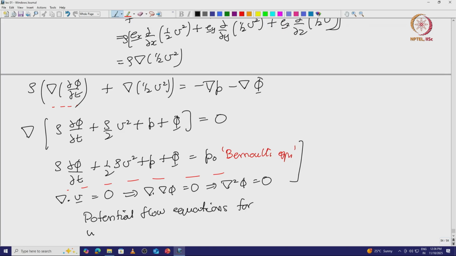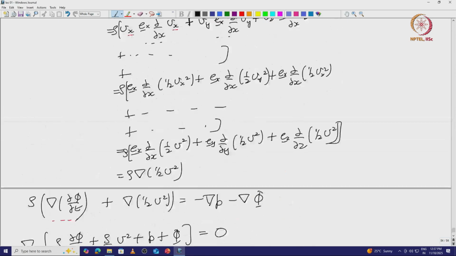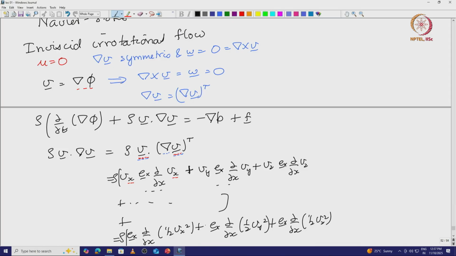For inviscid, there is no viscosity, and irrotational, there is no rotation in the flow field. So for an inviscid irrotational flow, the simplification of the momentum conservation equations is the Laplace equation for the velocity potential, where the velocity is equal to the gradient of the potential, and the Bernoulli equation for the pressure. So with this we complete our discussion of the Navier-Stokes equations and its simplification, the potential flow equations.